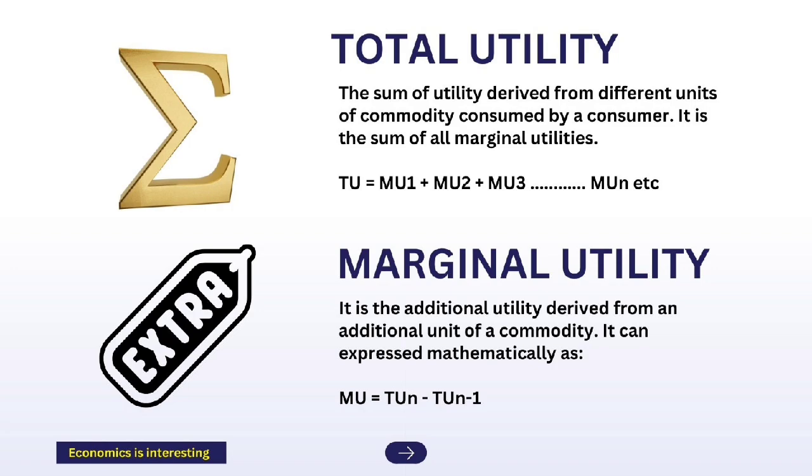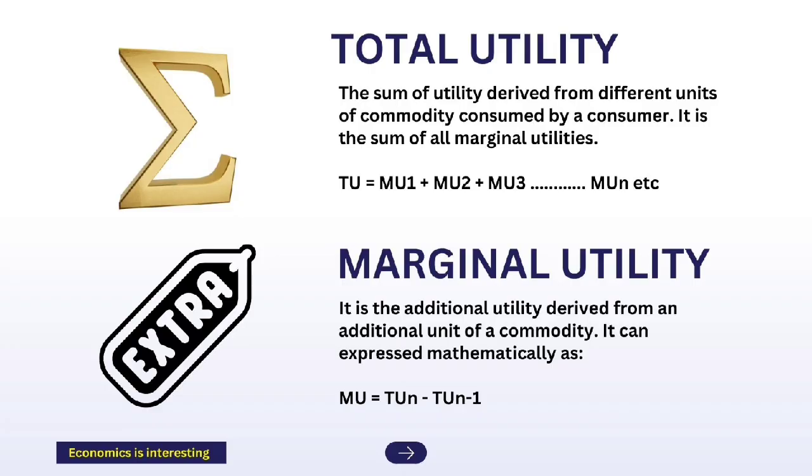Now, to make you understand better and simpler, let us take an example. Now imagine you're eating ice creams. First ice cream gives 10 utils, second ice cream gives 8 utils, and third ice cream gives 6 utils. Now summing up all together, that is 10 plus 8 plus 6, which gives you 24 utils. So the total utility is the combined satisfaction that a consumer gets from all the ice creams eaten. So that is how you understand the concept.